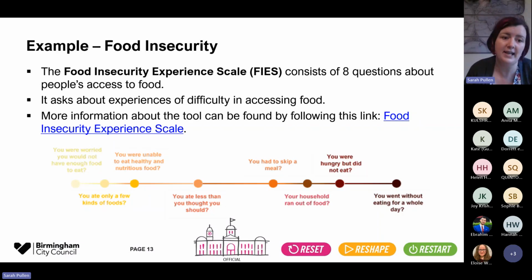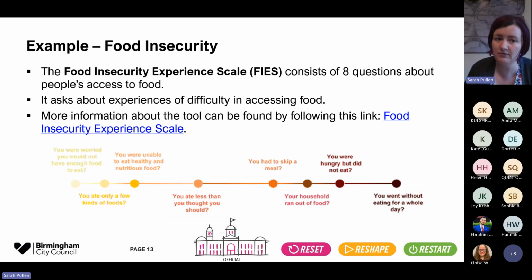And the questions here are things like, how many times have you been worried that you would not have enough food to eat, that you only ate a few kinds of foods, that you were unable to eat healthy and nutritious food, you ate less than you thought you should, you had to skip a meal, your household ran out of food, you were hungry but did not eat, and you went without eating for a whole day.